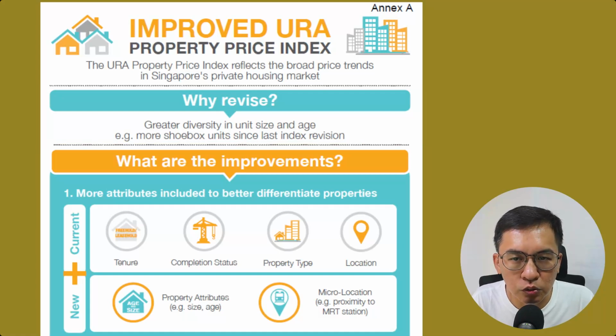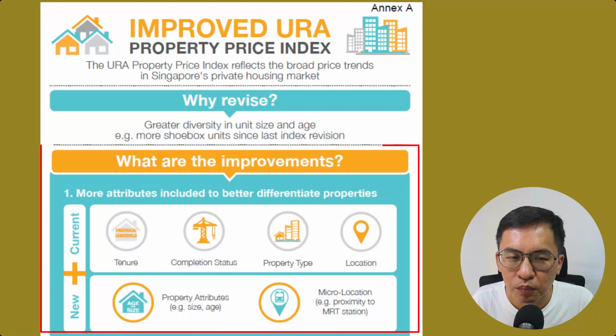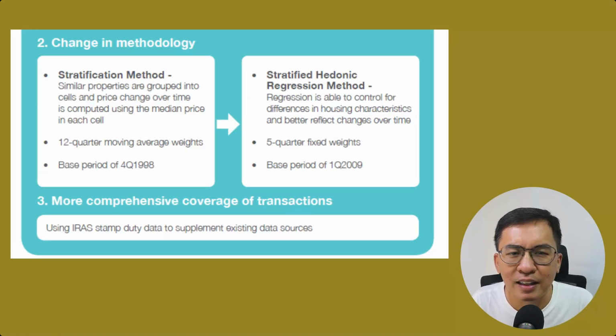The current model includes taking into consideration the tenure, completion status, property type, and location. In addition, the size and age of the property and its proximity to MRT station were added in 2015. URA further added that there is a change in methodology from stratification method to stratified hedonic regression method. Seriously, don't ask me why. I recall I learned them during my uni days, but I think I've left them all behind with my lecturers. Anyway, I'm a very practical person. Let me dissect URA PPI with the data on the ground, just to give you a better understanding.